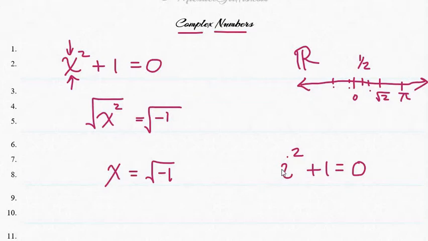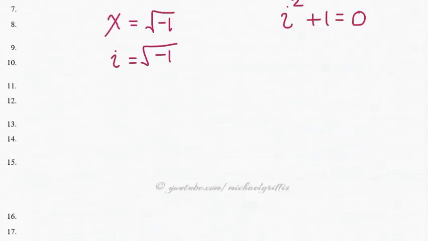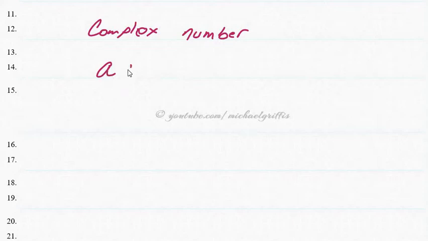Now, so if we did this, i is equal to the square root of -1. i is equal to the square root of -1. Now, what is a complex number? A complex number is a real number plus an imaginary number. A complex number is a real number plus an imaginary number. You're probably going, what? Sometimes we say it's z right here.